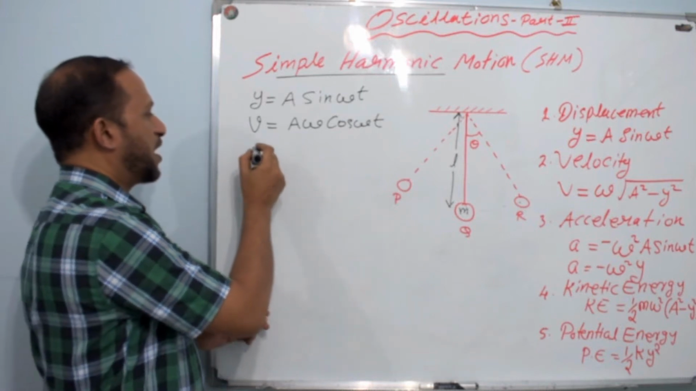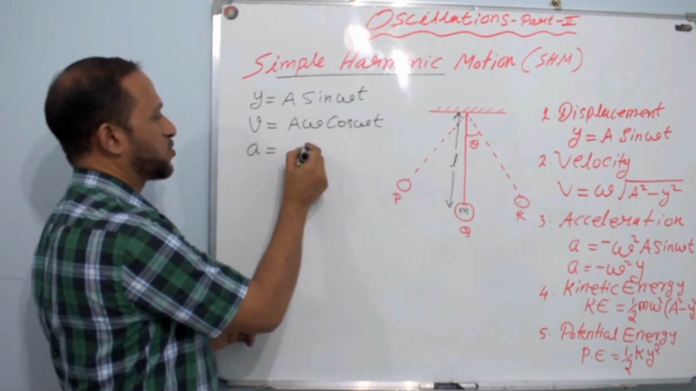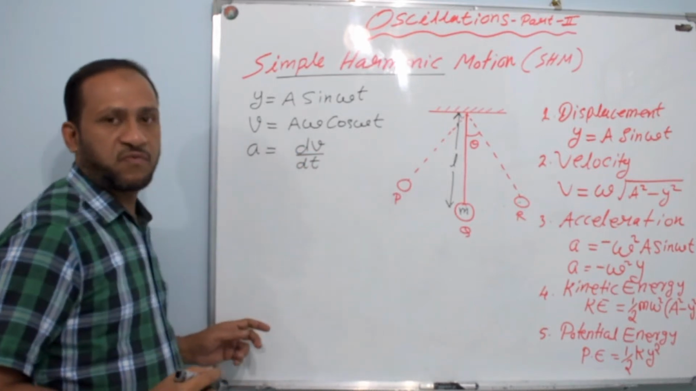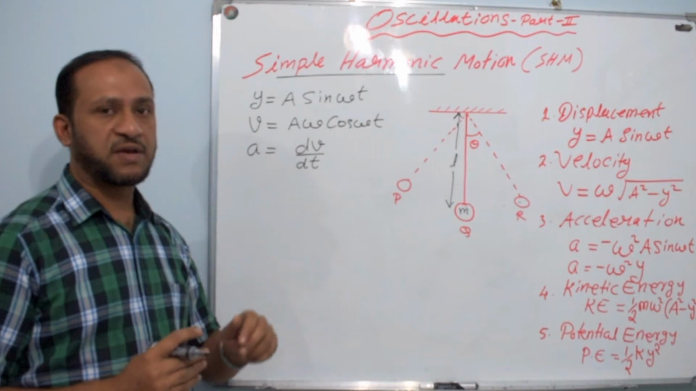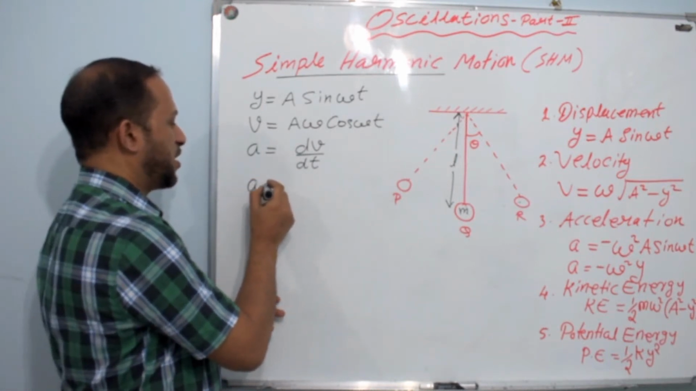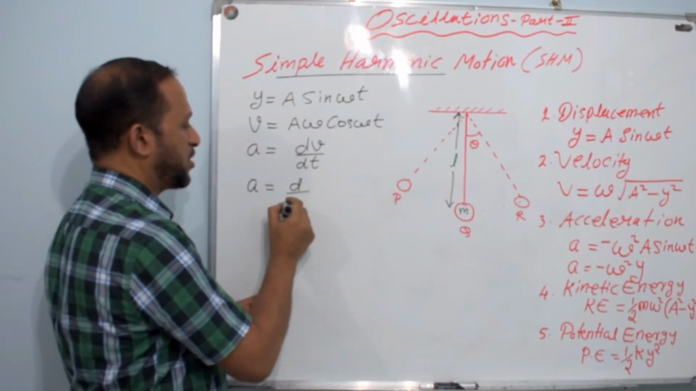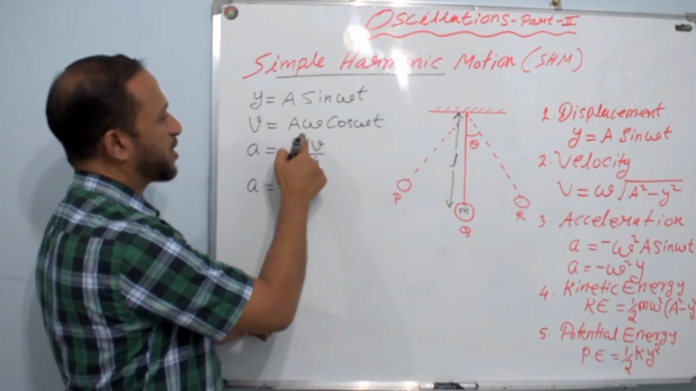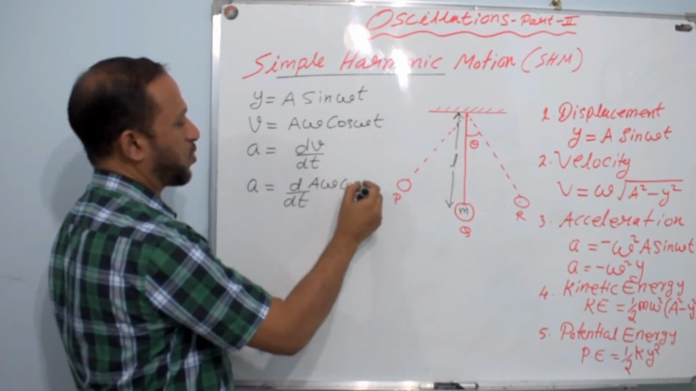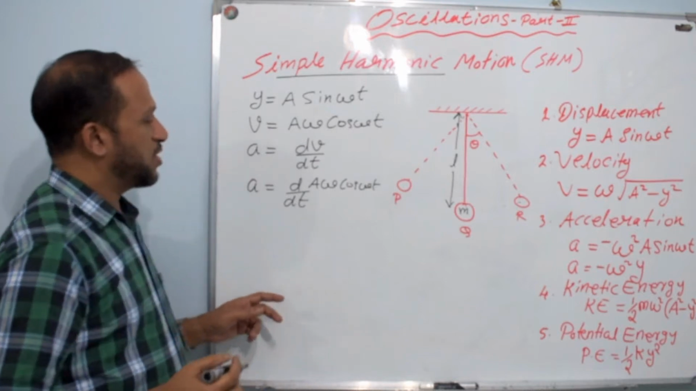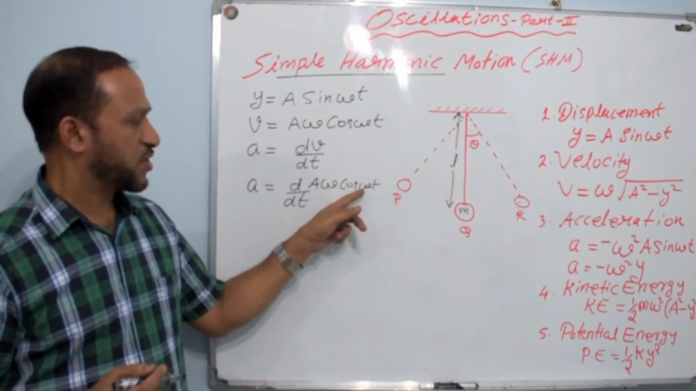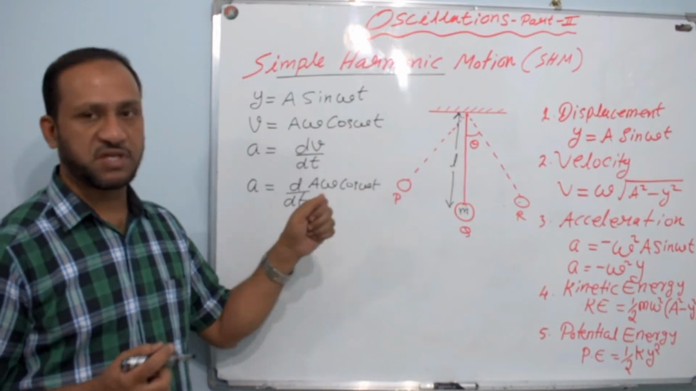Now we know that acceleration is equal to the rate of change of velocity, that is dv by dt. When we differentiate velocity with respect to time, we will get acceleration. So the acceleration of the oscillator, a, is equal to d by dt of, instead of v, I can substitute the value of velocity, that is a omega into cos omega t. In this equation, a omega is constant. Inside the cos function also, this omega is constant, only time is the variable.